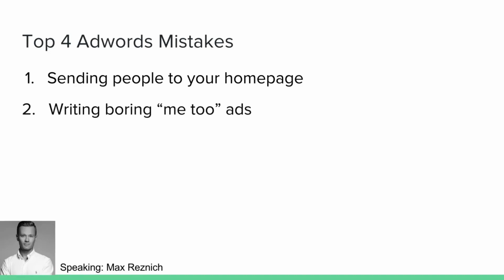Second thing is writing boring Me Too ads. This is where you have to make the case that you're not just any other commercial roofer. You have to really make the point that you care more than they do, or anything that you have that they don't, you have to throw right into the ad. So if you have an A+ BBB rating, put that in there. If you have a 20-year warranty, put that in the ad. If you have a faster response time than they do, put that right in the ad.